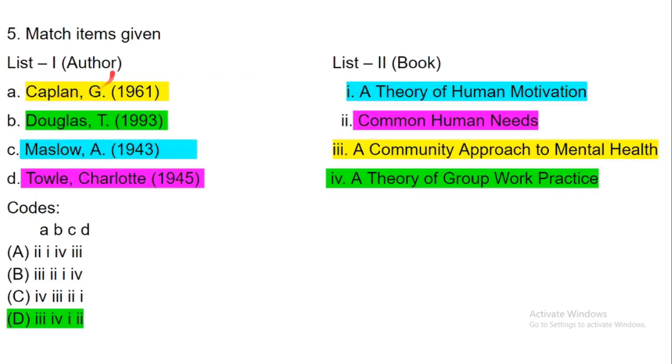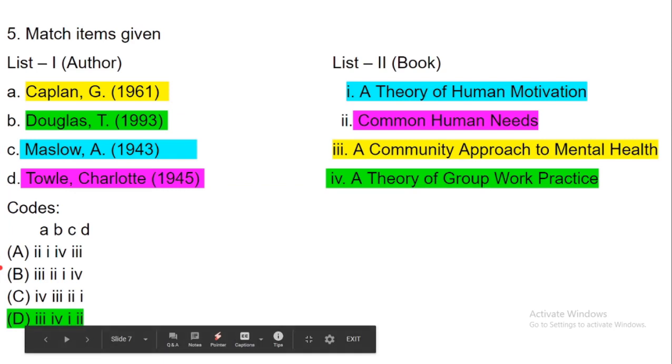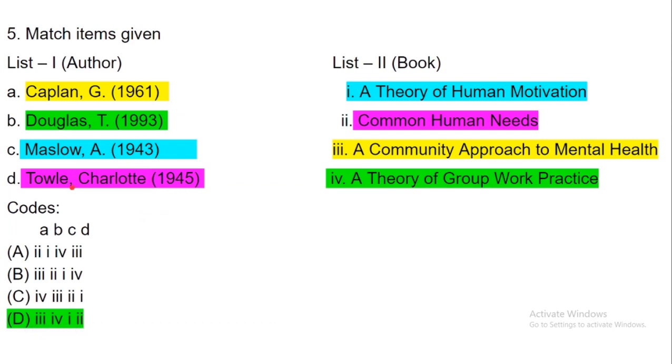So next question. Okay, you have to match the authors with their books. So Kaplan 1961, he has written A Committee Approach to Mental Health. Then T. Douglas 1993, the book written was A Theory of Group Practice. A. Maslow 1943, he has written A Theory of Human Motivation, that is hierarchy of human needs. And then Towle Charlotte 1945, she has written Common Human Needs. So this will be your sequence.